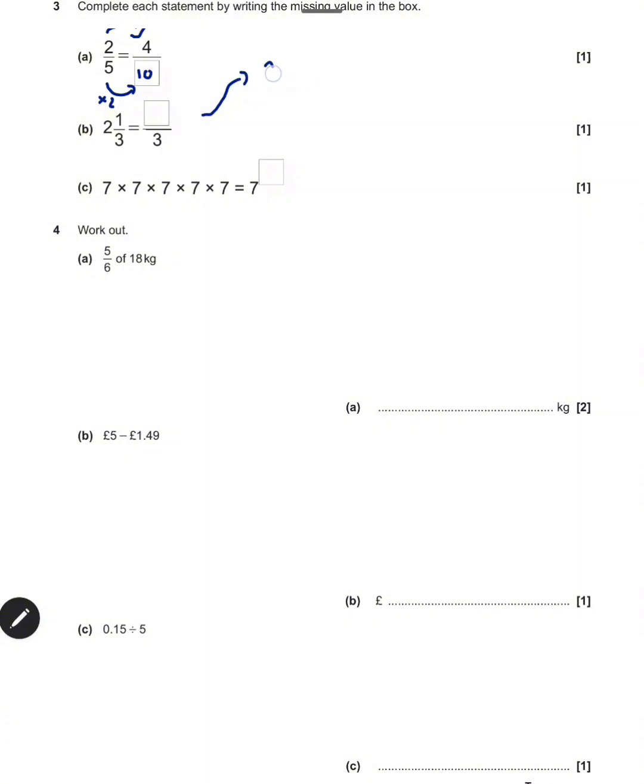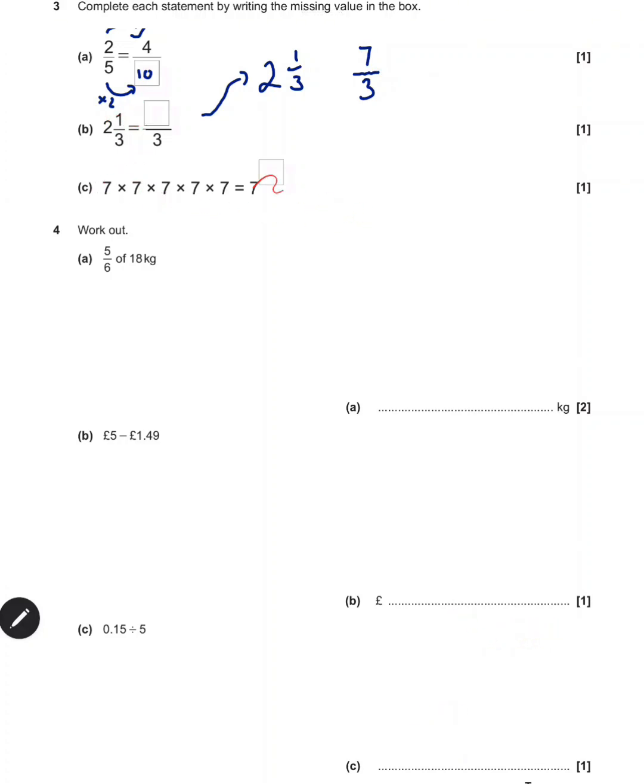I'll write this one out a bit bigger. We've got 2 1/3. And we're trying to change that to thirds only. So mixed number to improper fraction. I'm going to do 2 times 3 is 6. And add that 1 on. Gives me 7. 2 1/3 is 7/3.